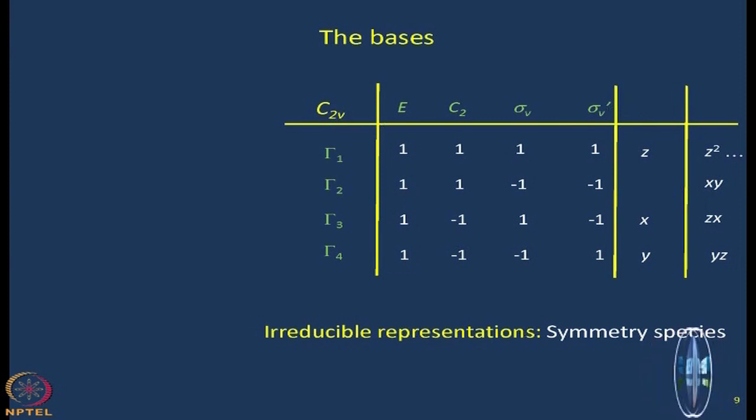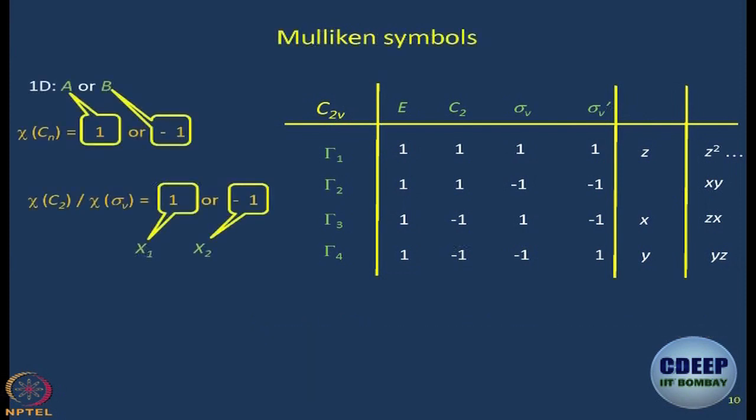Another name for representation is also symmetry species. The symmetry species denotes how the functions behave as a function of the symmetry operations, we are repeating ourselves.